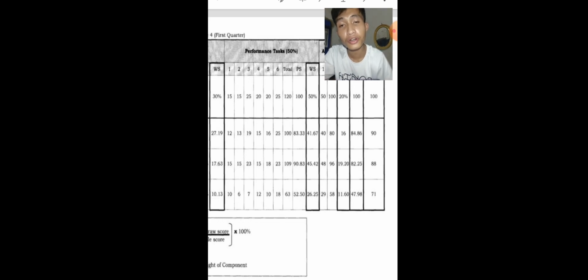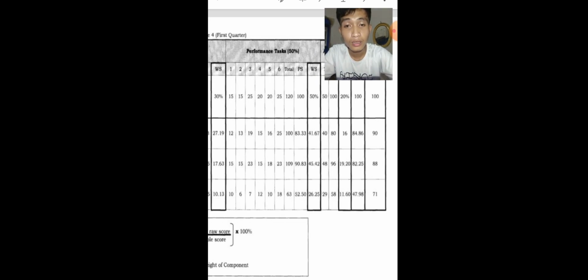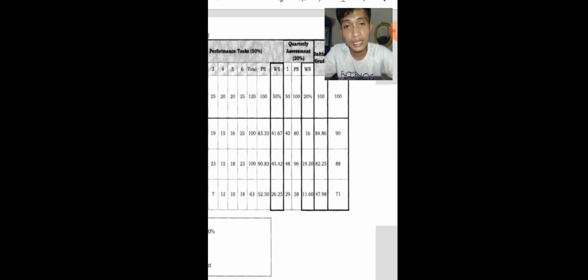So 83.33 multiplied to 0.50, so we got 41.67. So learner B got 90.83. So we multiply it to 0.50 or 50%. So we got 45.42. So learner C got 52.50. So we multiply it to the 50%. Then we got 26.25. So the same as the quarterly assessment.